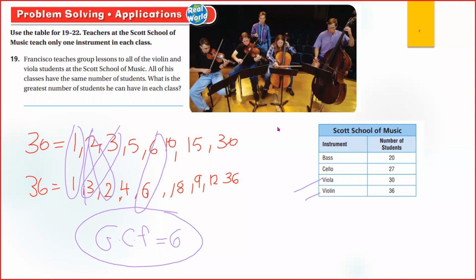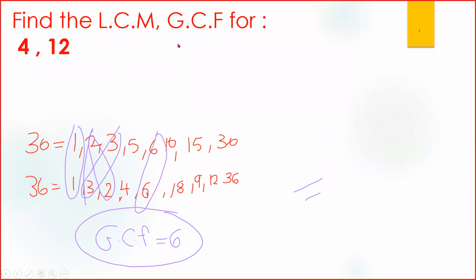Now, here you have this one. It's like homework. I will post it on the discussion room. You need to find the least common multiple and the greatest common factor for 4 and 12. You have to find both of them.